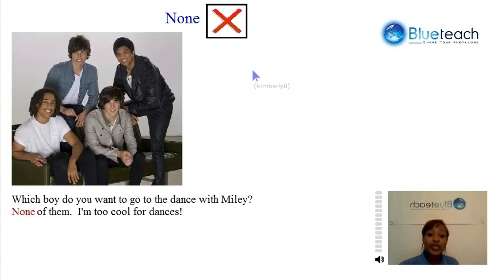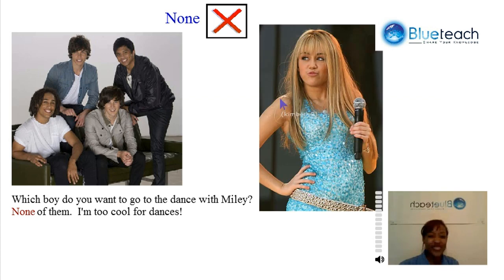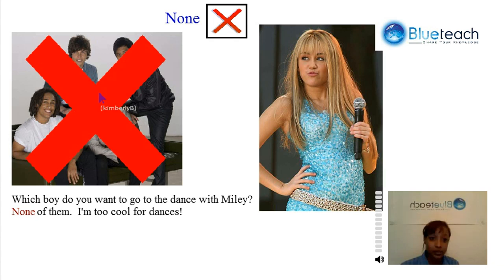We saw none in an example with things. We can also use it with people. If we were to ask the question, which boy do you want to go to the dance with, Miley? Well, she says none. I wonder why she said none. Look at that face. She doesn't look too impressed. None of them. I'm too cool for dances. None of them. That means we want not one of them. We don't want them. She doesn't want to go to the dance with any of them. None.